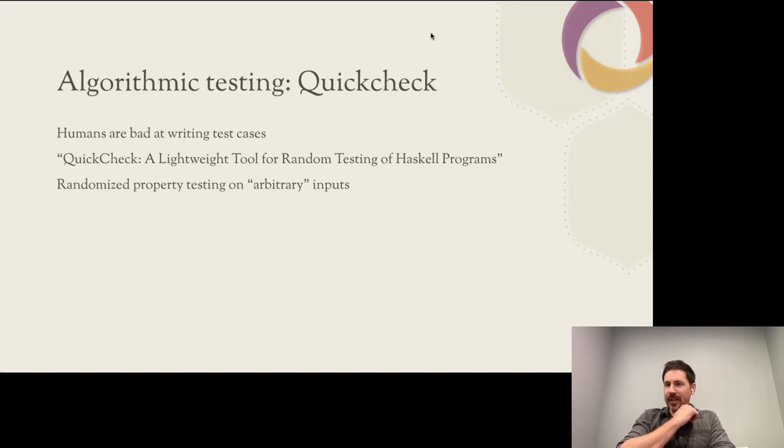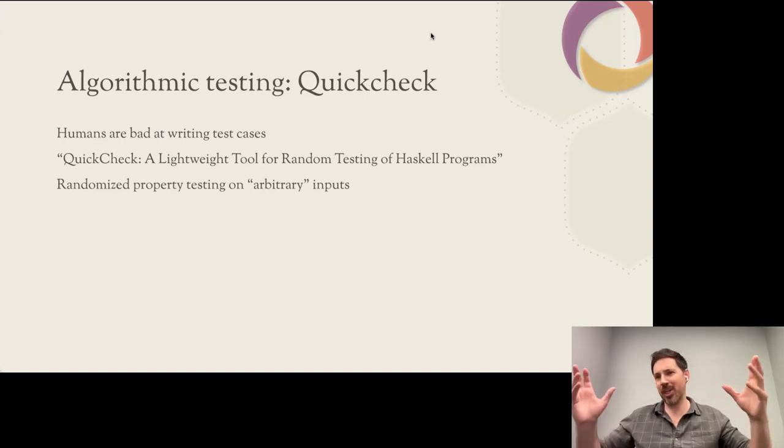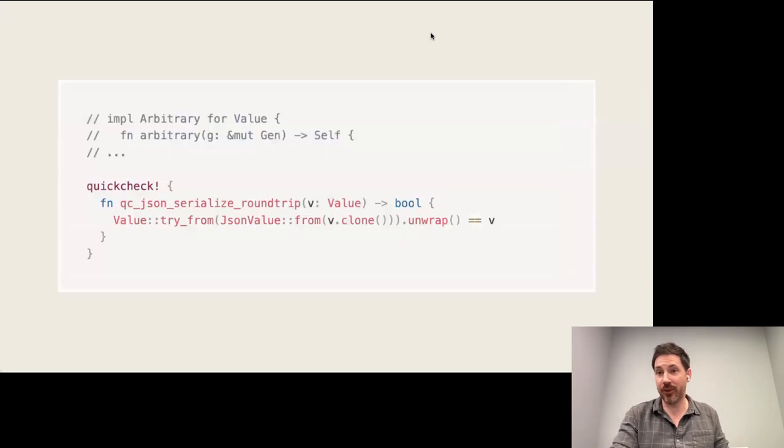QuickCheck came out of the Haskell community, I think back in 2000. A lot of our work is actually influenced by Haskell and determinism. So QuickCheck is basically fuzz testing. You define properties for a function that have to be upheld, and you construct a testing library how to construct random inputs to that function, and then it runs that function over millions of inputs to see if it can trigger any bugs. So here's a simple but very powerful example.